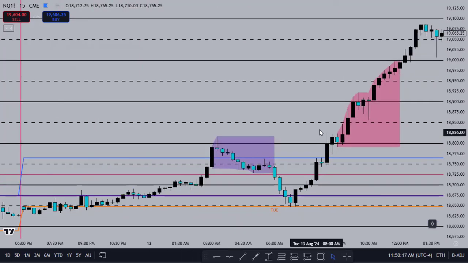Here's our 8:30 candle, major red news. I want to wait until after 9:30. As these candles continue to print, we can see that we did close above the double zero level.